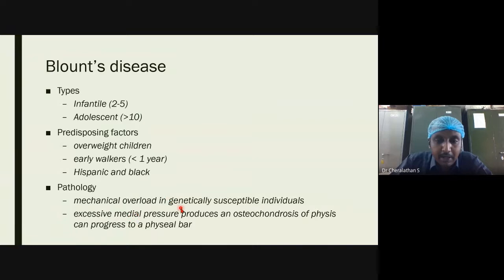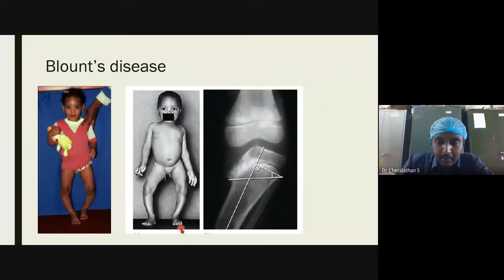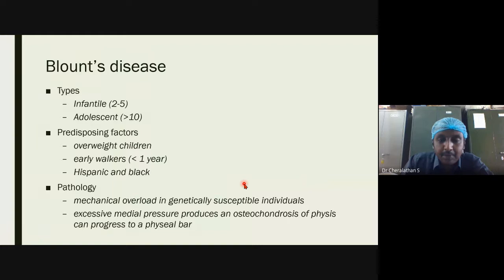The excessive medial pressure produces inflammation of the physeal plate, which we call the osteochondrosis of the physis, and can progress to cause a physeal bar. What is a physeal bar? Nothing but a fused bone between the epiphysis and the metaphysis. Actually, there should have been a translucent line here, but now all you see is just a fused bony bar. This we call an epiphyseal bar or a physeal bar.